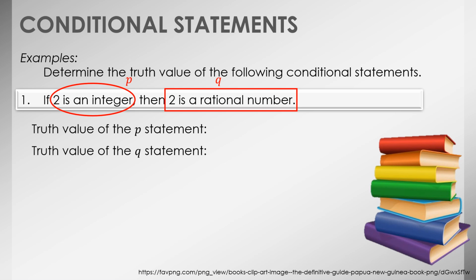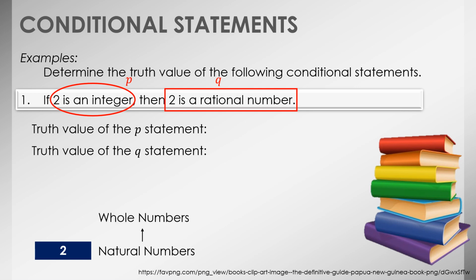The P statement states that 2 is an integer. Recalling your previous topics in your mathematics subjects, particularly on the real number system, we've learned that 2 is a natural or counting number, and this set of numbers is a subset of the whole numbers, which is also a subset of the integers. Hence, we can also say that 2 is an integer. Thus, our P statement is true.